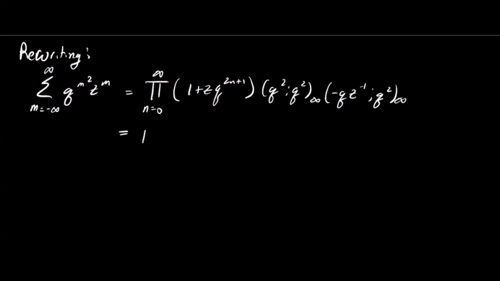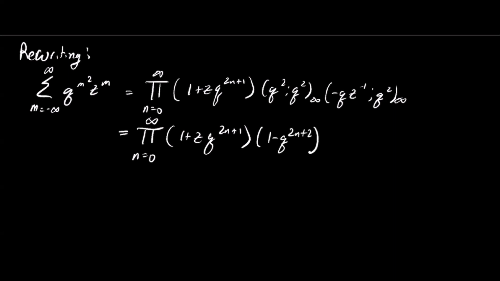And if we think about what these are, well, this term right here is 1 plus z q^{2n+1}. This one stays the same and goes from 0 to infinity. This term right here is going to be 1 minus q^{2n+2}, as n goes from 0 to infinity. We don't want to include 1 minus 1. And then this last term right here is just 1 plus z inverse q^{2n+1}. And we've proved our Jacobi triple product identity.